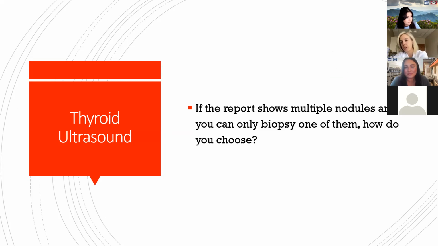So if the report shows multiple nodules, you can only pick one. How do you make a decision? Sometimes I'll see orders that say just biopsy the biggest one. And that's not always the right answer based off of what we've just talked about. You might have a spongiform nodule that's that lower risk nodule that's pretty large, but then you've got one that's smaller, but it has all these calcium deposits inside. So it's not always the right answer to pick the biggest one. Next slide, please.